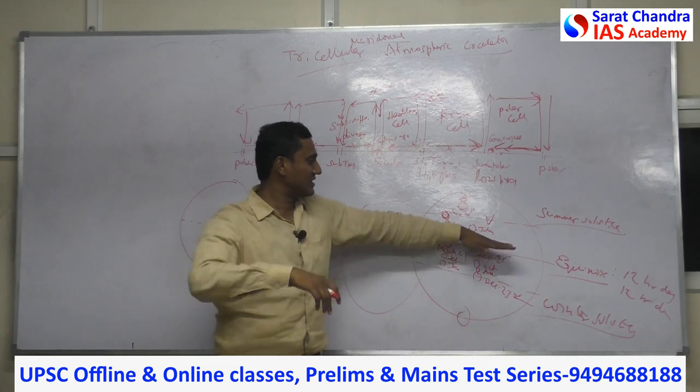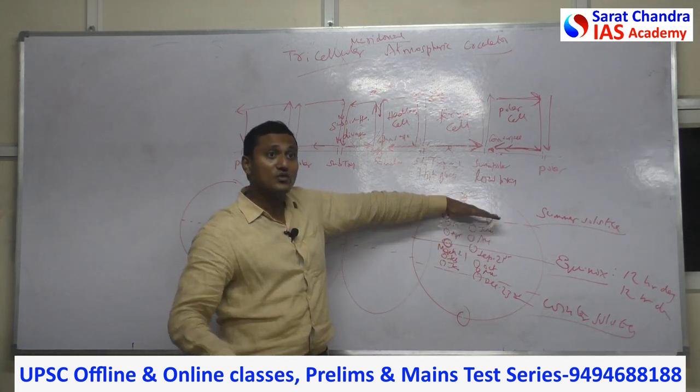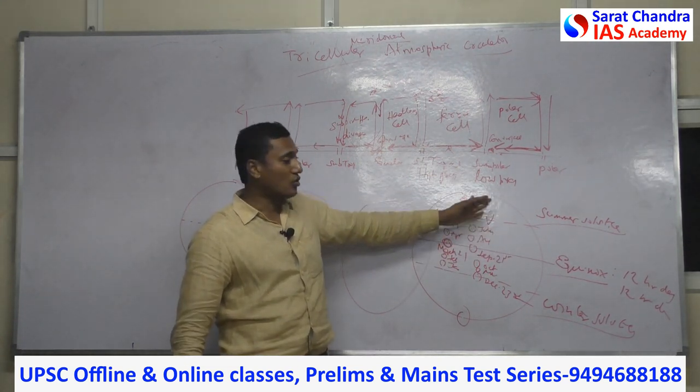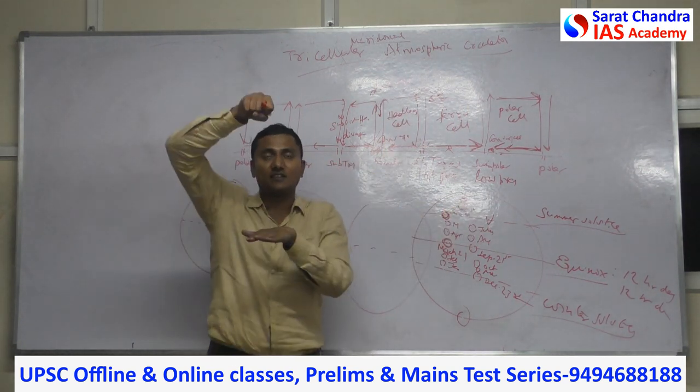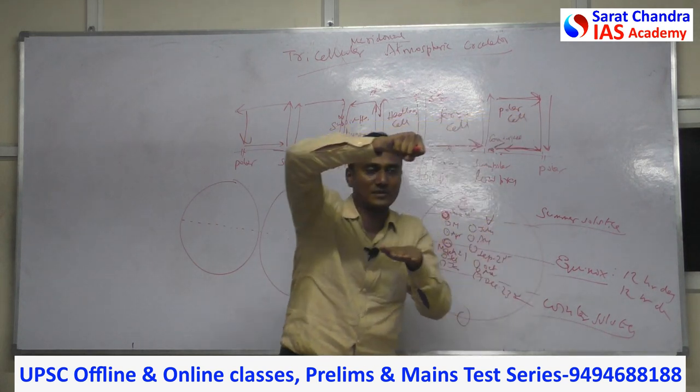In April, it is here. May, it is here. June, it is here. Thermal equator will go to Tropic of Cancer in the month of June. Thermal means where sun is. Where sun is, that is called the thermal equator, okay?